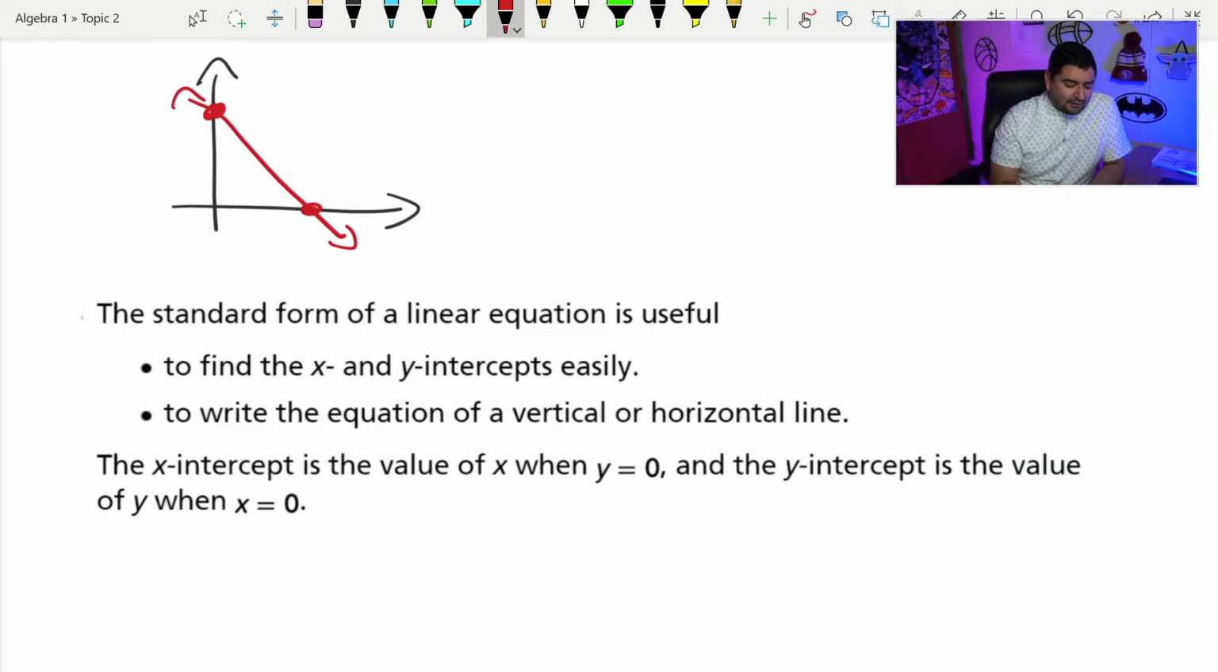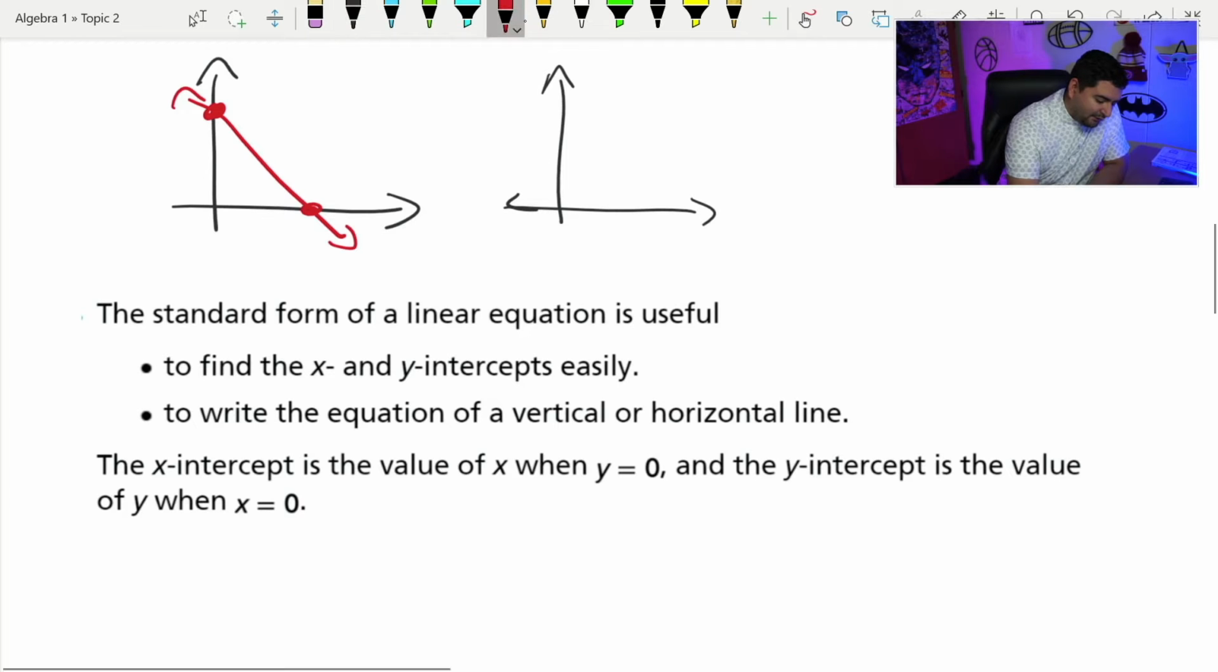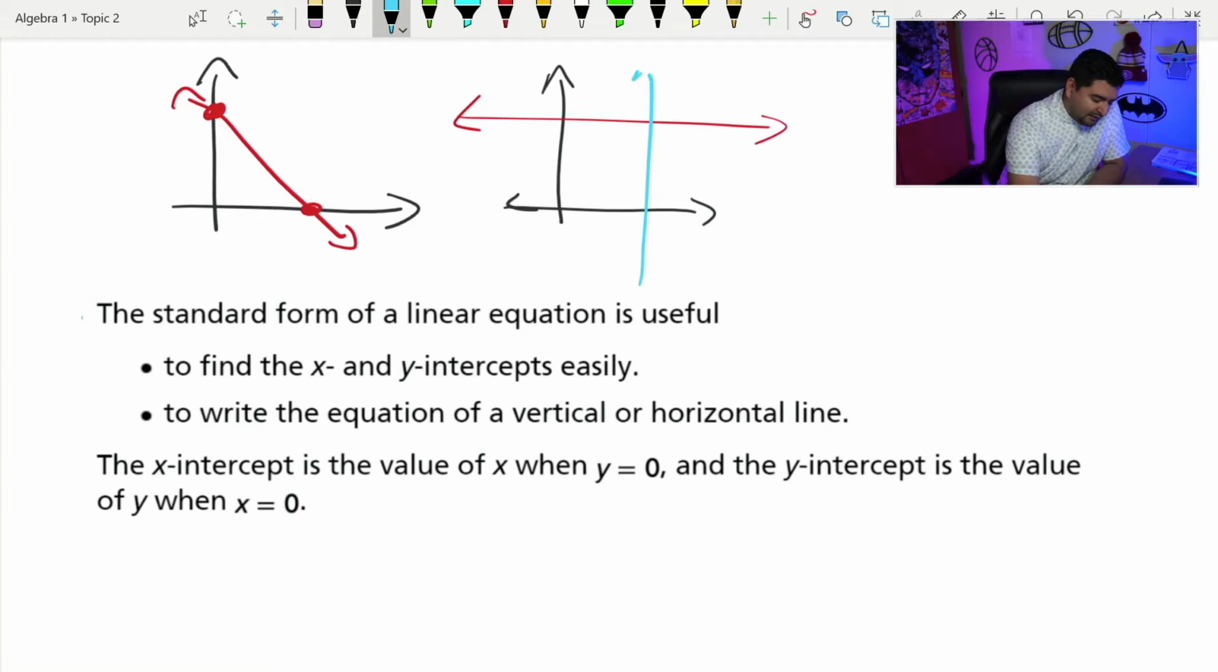The other reason why they're helpful is when we want to write the equation of either a horizontal or a vertical line. If I have a line that looks like this, standard form usually is the best way to write it, or if I have a line like this in the blue, a vertical line. Standard form is usually the easiest way to write an equation like this.